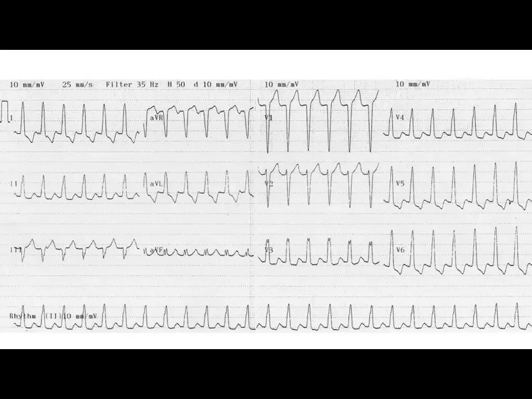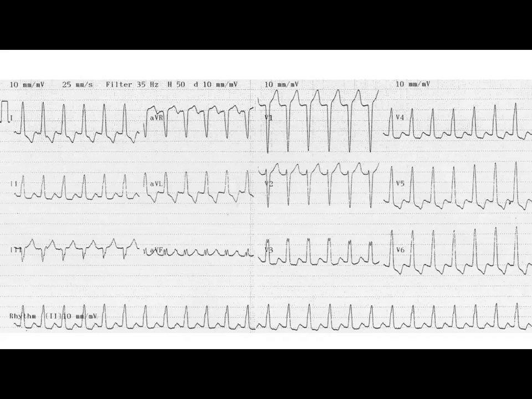So this EKG, I just wanted to point out, is SVT with aberrancy. It looks scary. It looks like it's VT, but it's actually SVT with aberrancy. The reason we can tell is that we're putting a lot of things together. It's wide, but it's not that wide. It's barely 120. It does not have a northwest axis.